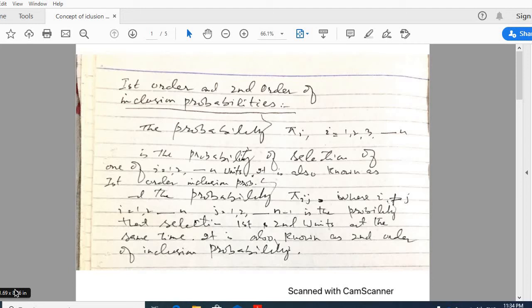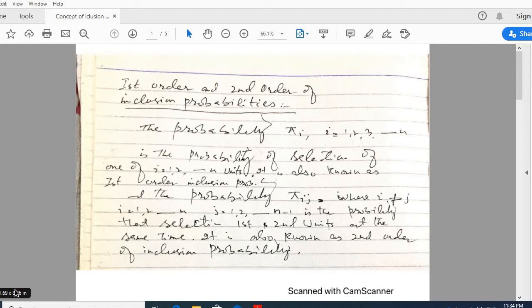Students, it is the last lecture of this week of the subject Sampling Techniques. Listen attentively. Here I have introduced the concepts of first order and second order inclusion probabilities, which will be used in the Horvitz-Thompson estimator.